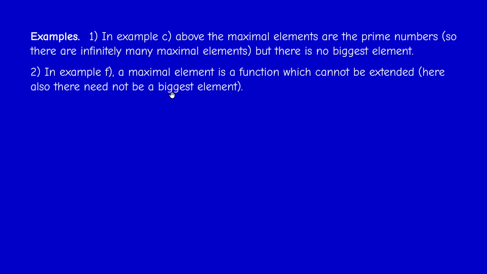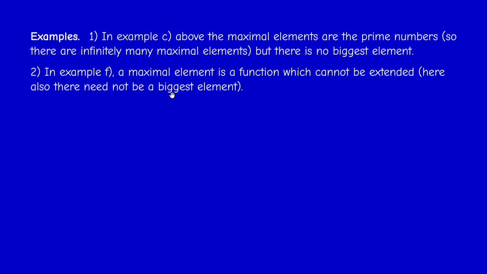Now, if you consider example B, A divides B, then the prime numbers would be the minimal elements, not the maximal elements. So actually, if we reverse the order, maximal becomes minimal and biggest becomes smallest. Just symmetry.